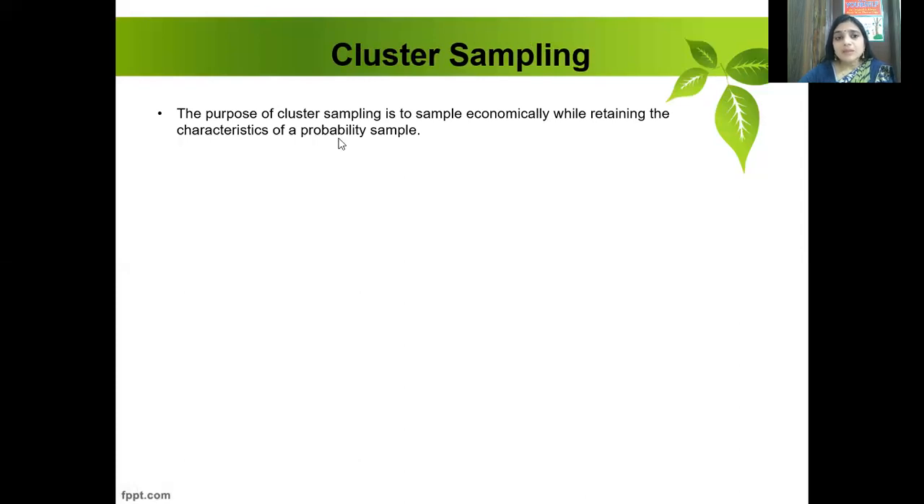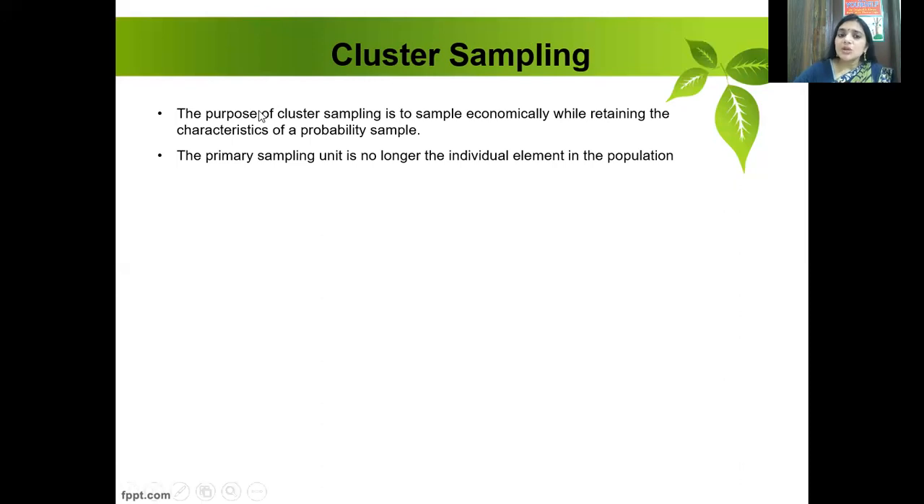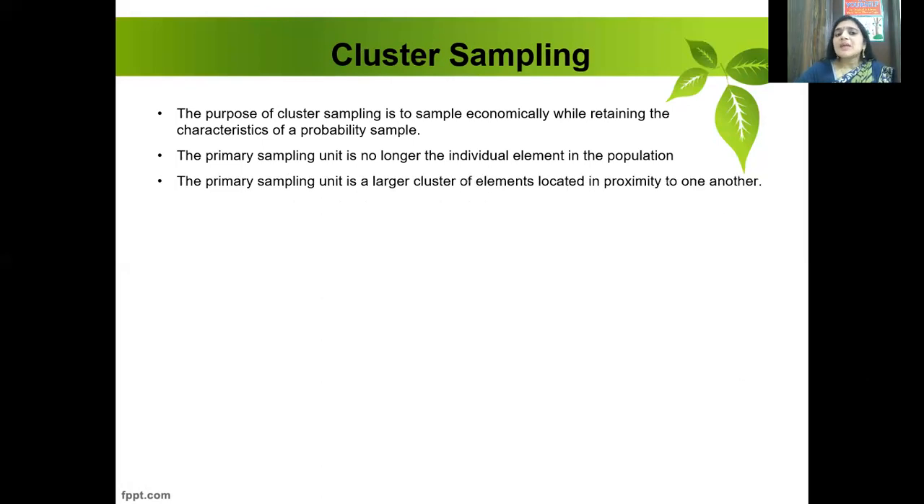Cluster sampling. The purpose of cluster sampling is to sample economically while retaining the characteristics of a probability sample. Let's see how. The primary sampling unit is no longer the individual element in the population. You actually divide the whole population into different parts, or you can say you take one sample randomly from the population, and then you will be choosing that particular sample as the whole of your sample. The primary sampling unit is a larger cluster of elements located in proximity to one another.